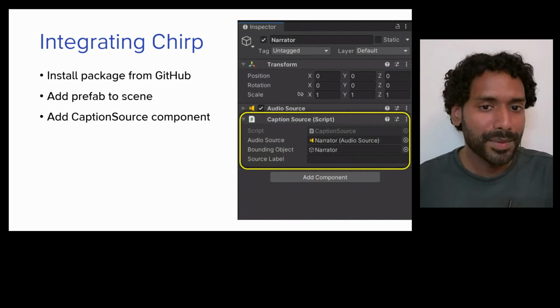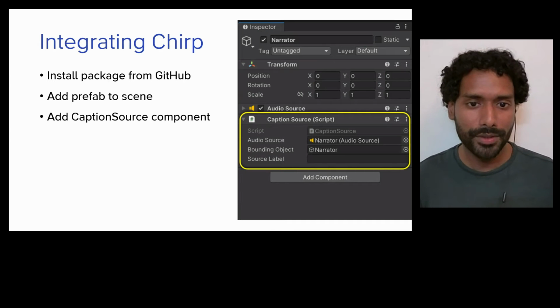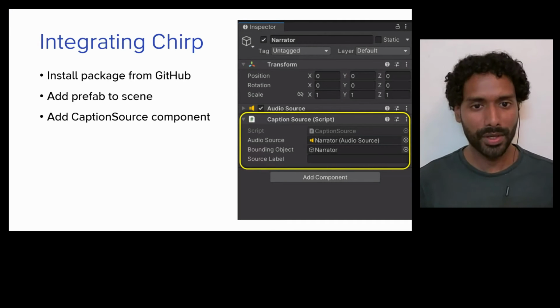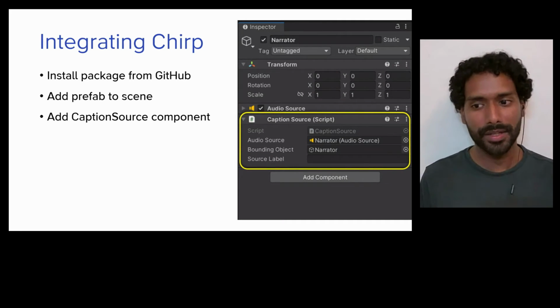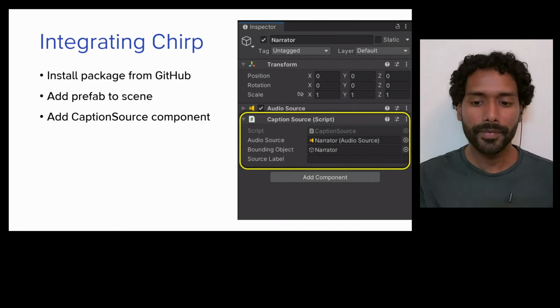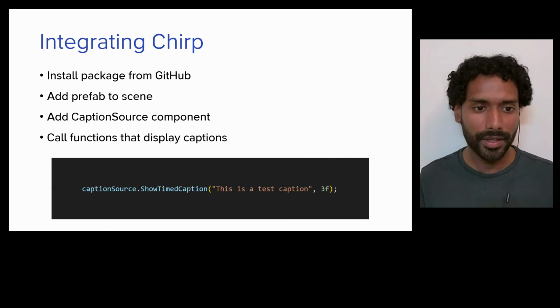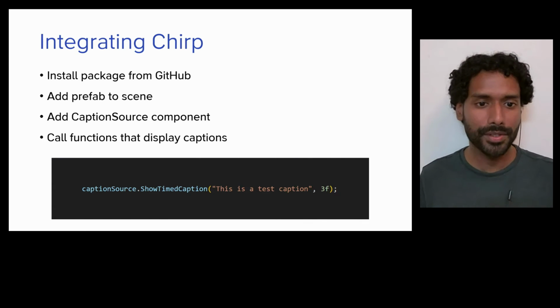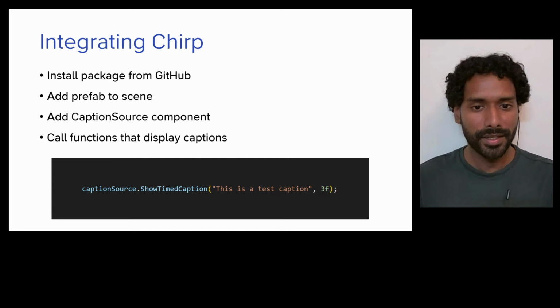Then you can add a caption source script or a component to whatever object that you want to have captions. So if there's a speaker with a dialogue, then you can add a caption source component to them. And finally, you can call some functions on that caption source. This is a simple example of a function where you can show this text for 3 seconds.